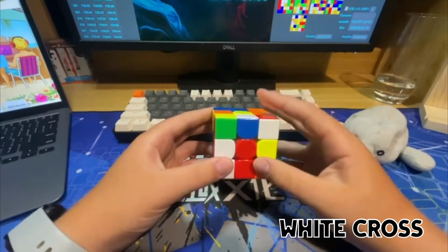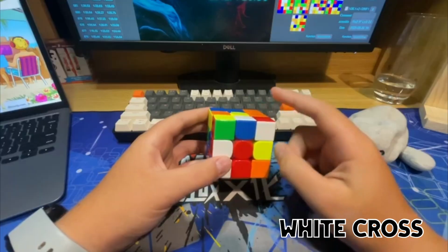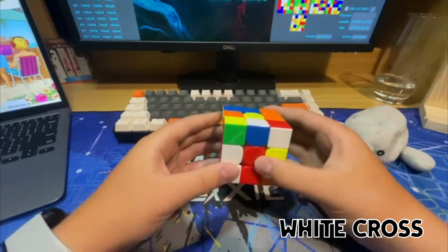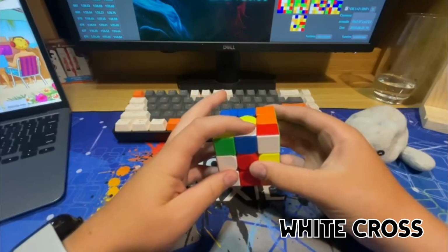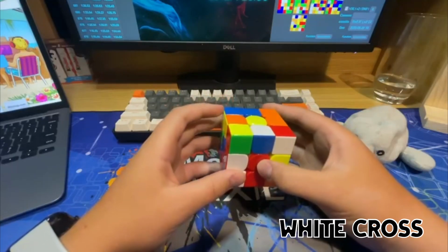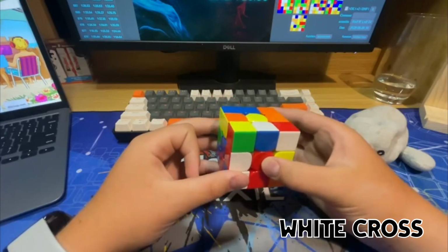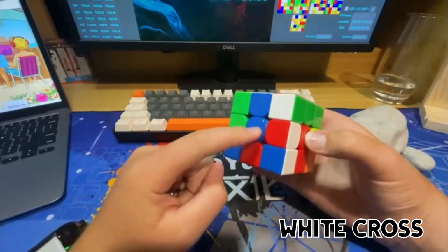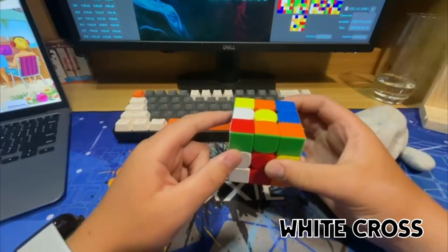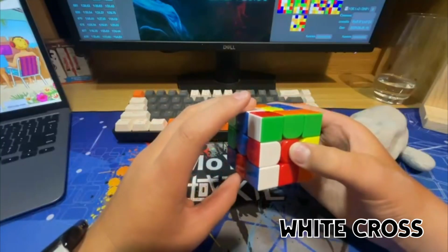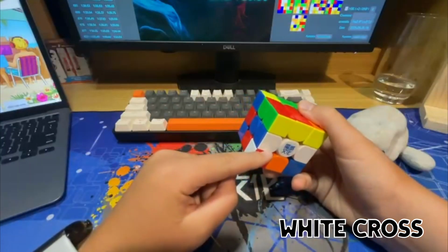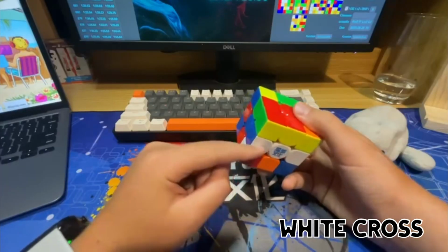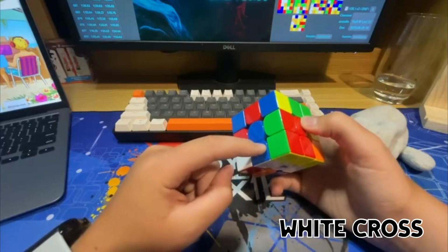Now, next, I'm going to do this blue piece, which is here. It is currently facing up, which is very lucky for us, and we're going to attach it to the blue centre, like this. When you have done that, just turn it until the white is facing the bottom, and the blue is like this.